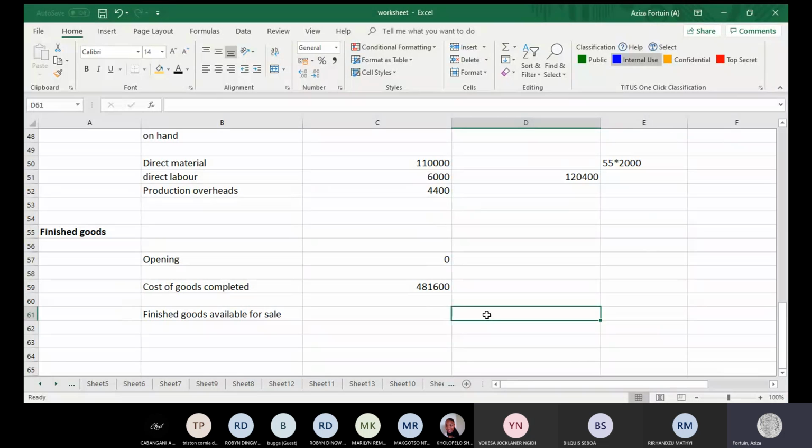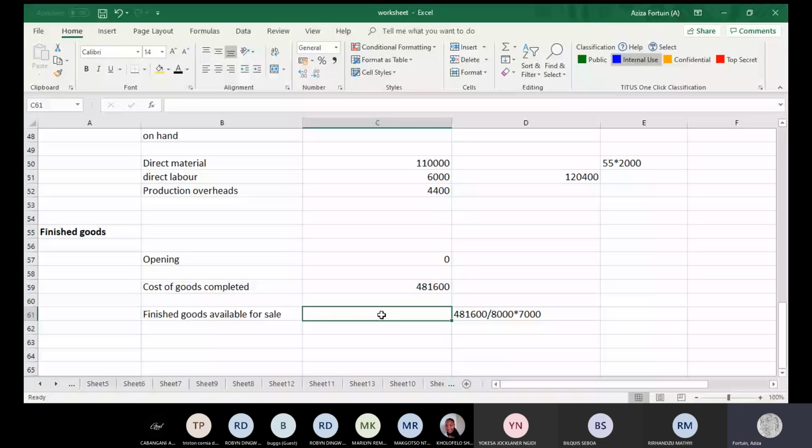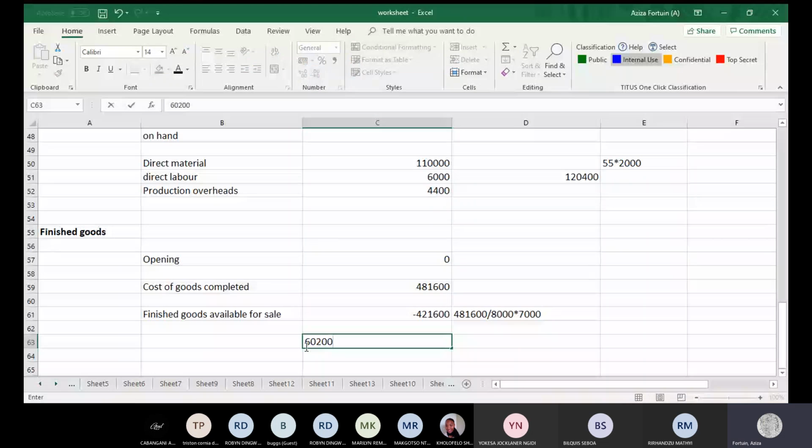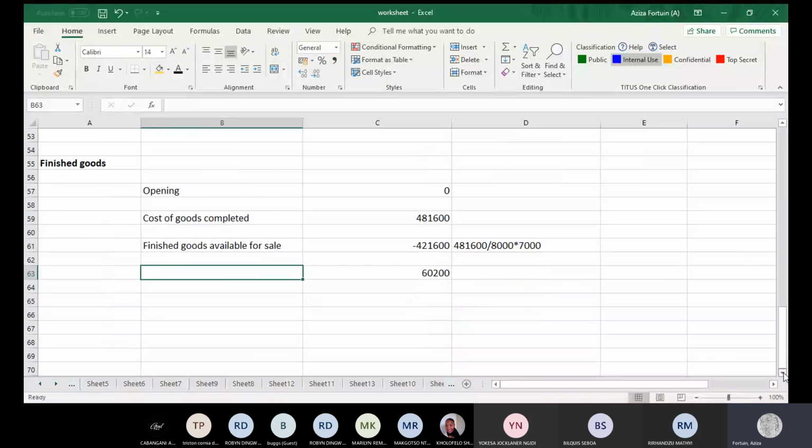So we got 481,600, which was completed, right? 8,000 units was completed, right? Yes. Okay. And 7,000 was sold. Yes. Okay. So that gives you an amount of 421,600. So if you deduct that, you will get an amount of 60,200 of finished goods. Okay.